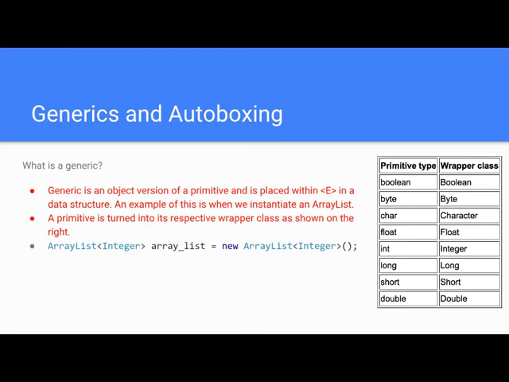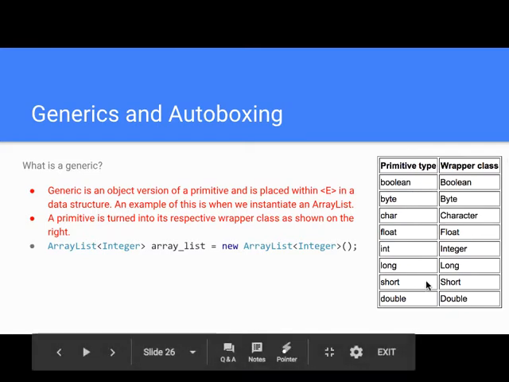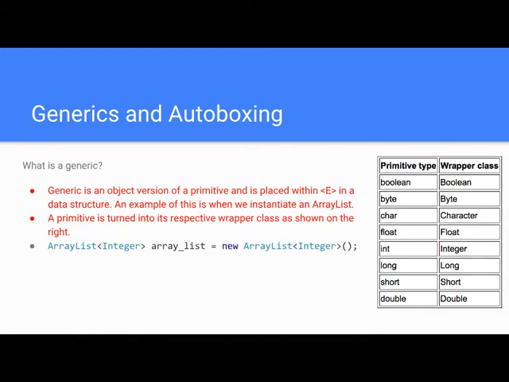So you can see we have our primitives right here, and then we have our wrapper class. When we're turning a primitive into an object, we turn it into its respective object version. And yes, we can do that, what you were asking.